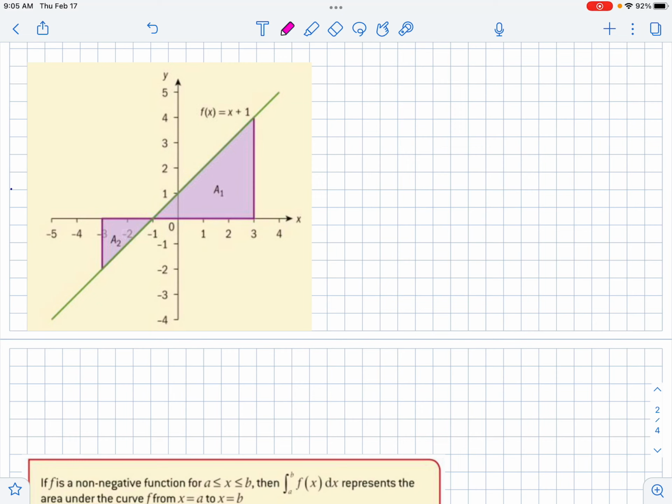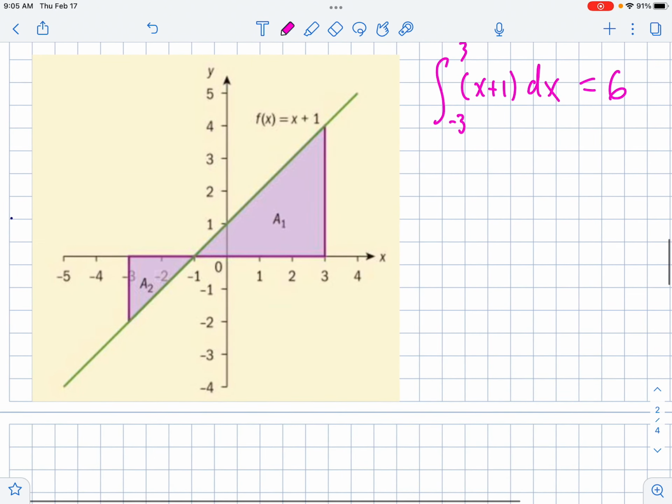Now, if you were trying in your calculator to find the area of those two shaded regions, then you would just do the integral from negative 3 to positive 3 of x plus 1 dx. Let's figure out what it actually is. I'm grabbing my calculator and using fnInt. I'm going negative 3, positive 3, x plus 1, dx. This is equal to 6.